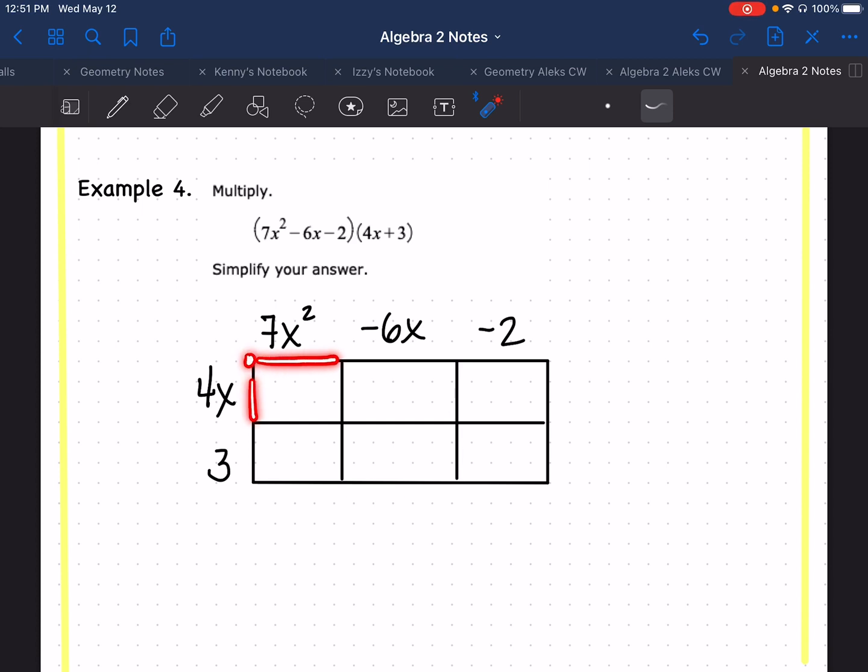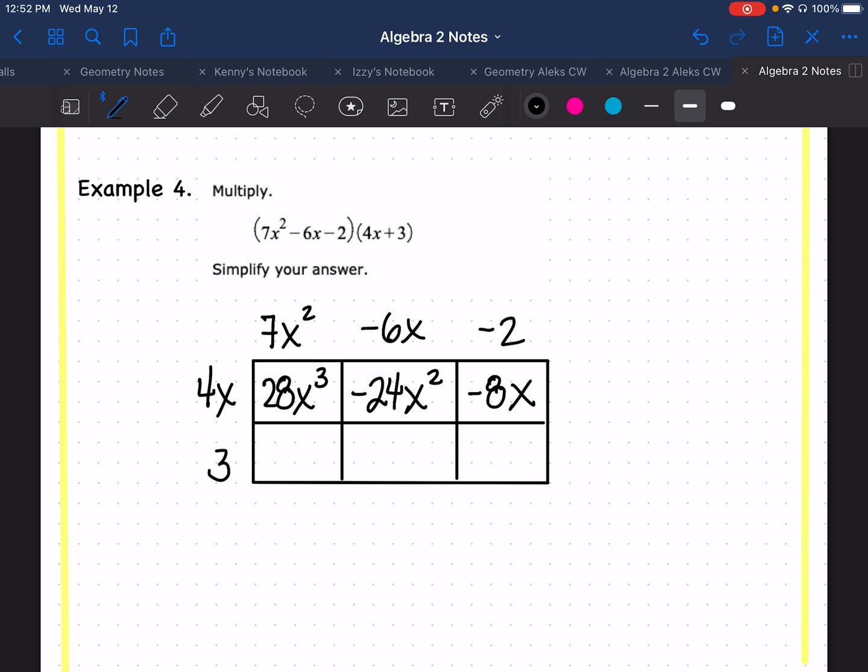4x times 7x squared. So 4 times 7 would be 28x squared plus another x would give me 28x cubed. Right here, I would do negative 6x times 4x. Negative 6 times 4 is negative 24, and x times x is x squared. Negative 2 times 4x. Negative 2 times 4 is negative 8, and there is an x with the 4, so it's got to come inside as well. For the bottom row, 7x squared times 3. 7 times 3 is 21x squared. Notice right here are my 2 like terms, and the box says add them together.